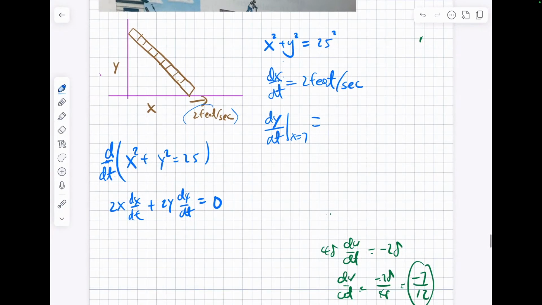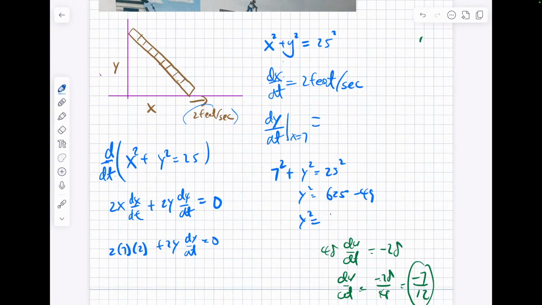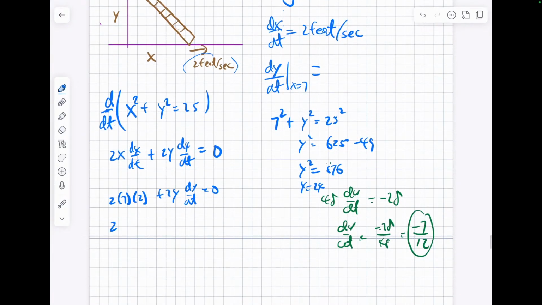Now I'm going to plug in, because they say at that moment x is 7. dx/dt is always 2. Plus 2y dy/dt equals 0. Then you say, well, what's y? How do we find out y? Because you have 7 squared plus y squared equal to 25 squared. So y squared is equal to 625 minus 49. y squared is equal to 576. y is equal to 24. So we figure out y is 24, which is also a triplet, plus 2 times 24 times dy/dt.